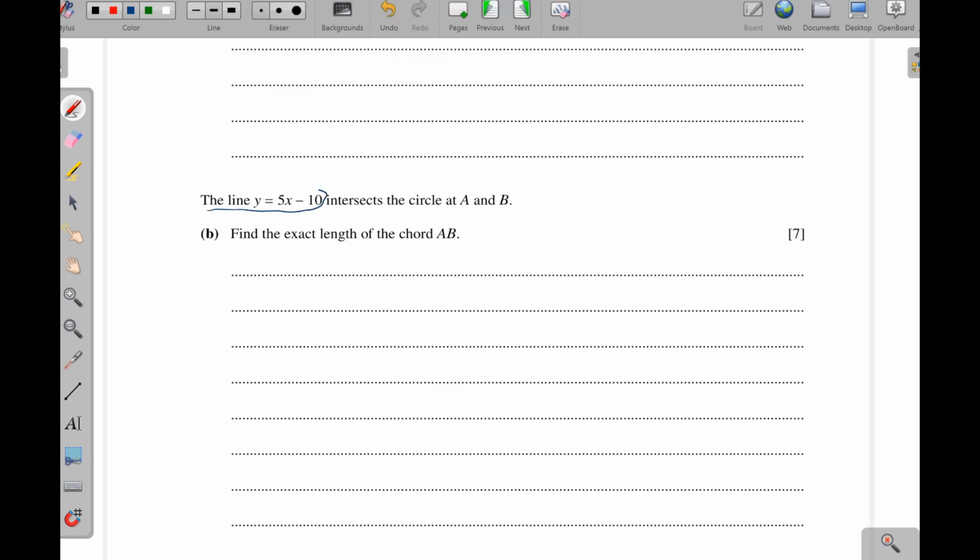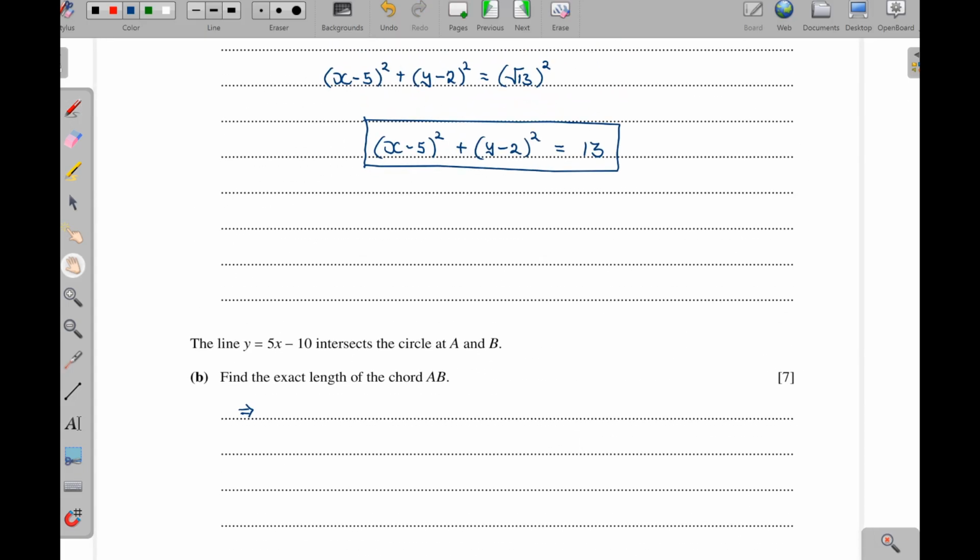Then the line y is equal to 5x minus 10 intersects the circle at A and B. Find the exact length of the chord AB. So we need to find first the coordinates of A and B. Solving these two simultaneously, remember this is the equation of the circle. Then we have the equation of the line. So where there is y, I'm going to put 5x minus 10.